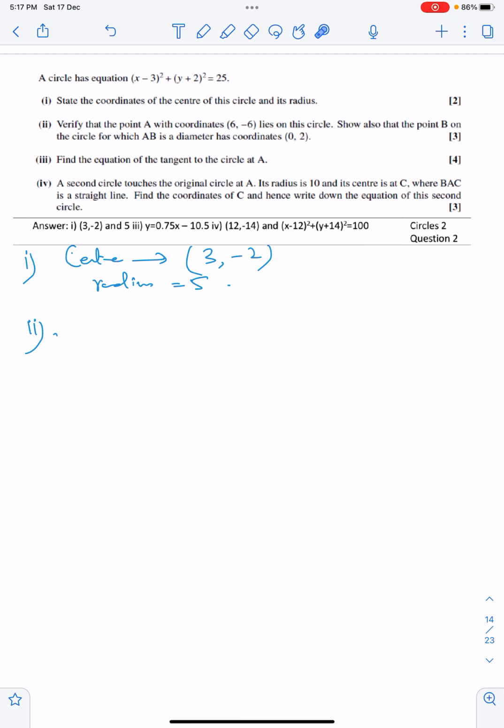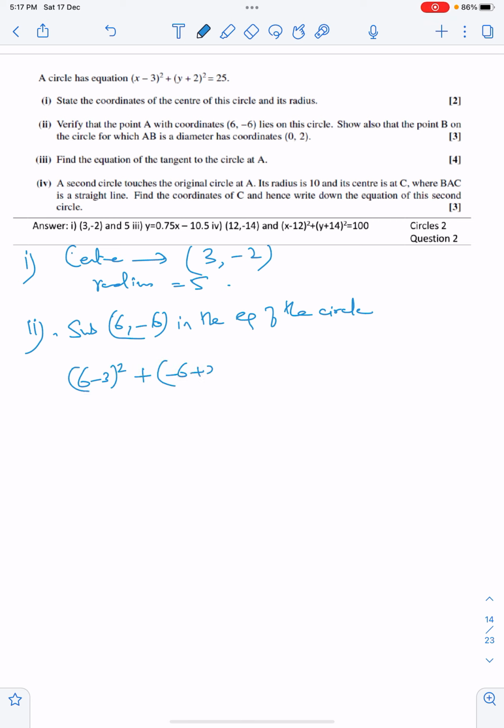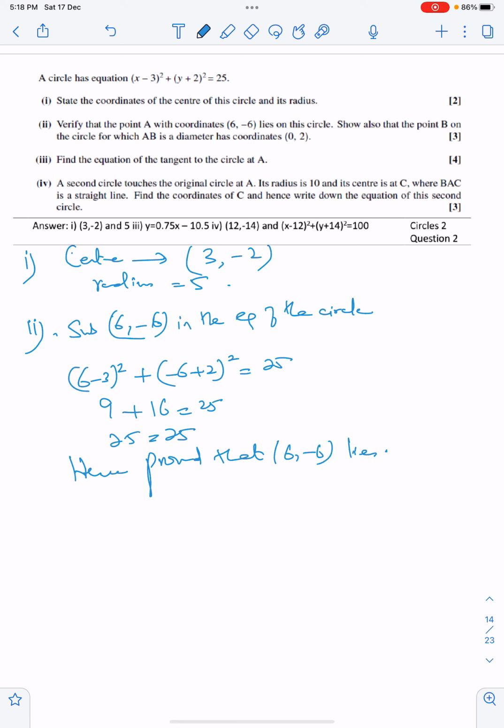Okay, so substituting 6 comma negative 6 in the equation of the circle. 6 minus 3 the whole square plus negative 6 plus 2 the whole square equals 25. 6 minus 3 is 3, 3 square is 9, plus negative 6 plus 2 is negative 4, negative 4 square is 16. So 25 equals 25. Hence 6 comma negative 6 lies on the circle.